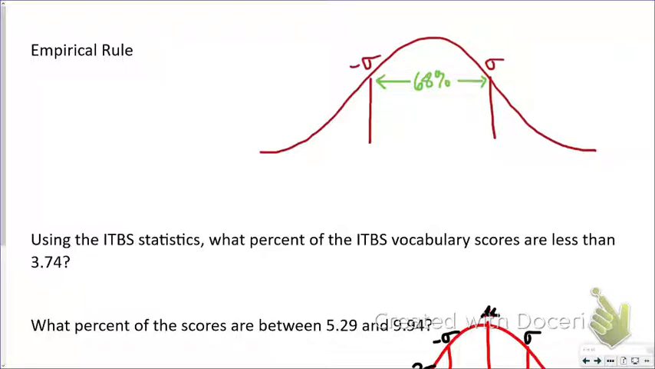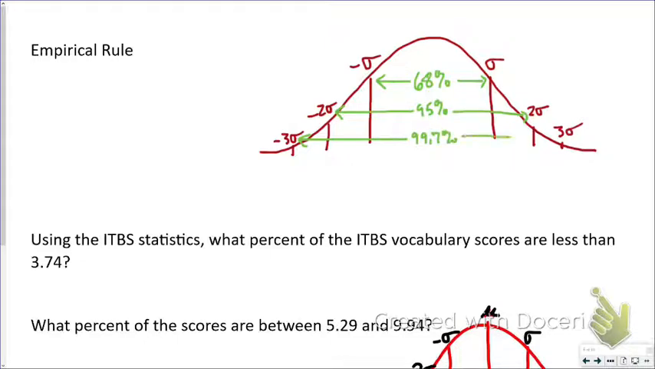Within 2 standard deviations, we have approximately 95%, and within 3 standard deviations, we have approximately 99.7% of our data.